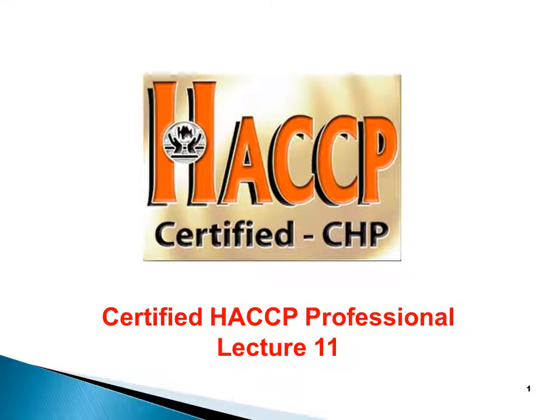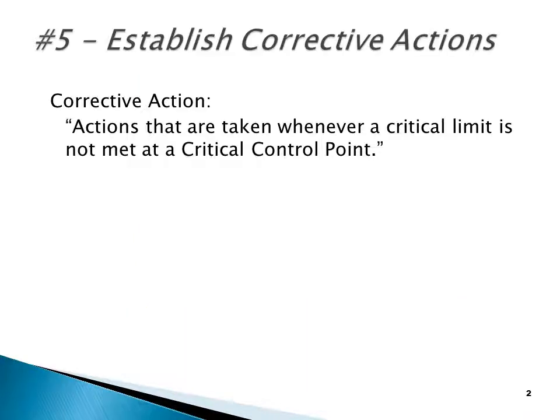Let's do some monitoring and corrective actions. So number 5 now is the corrective action. You monitor the critical limit, and if it came out right, good. You go on with the rest of your day. You write down the number or the observation and you move on.